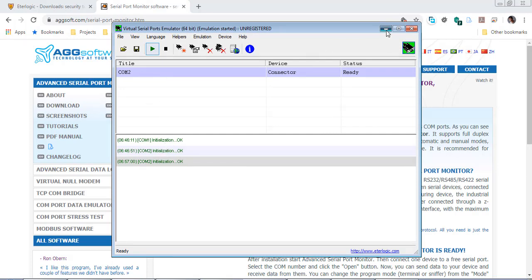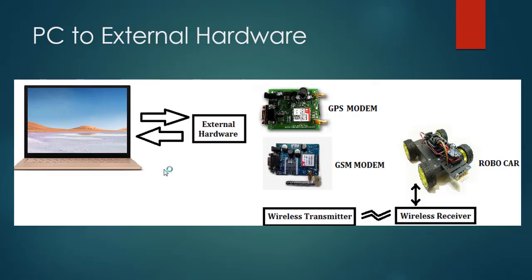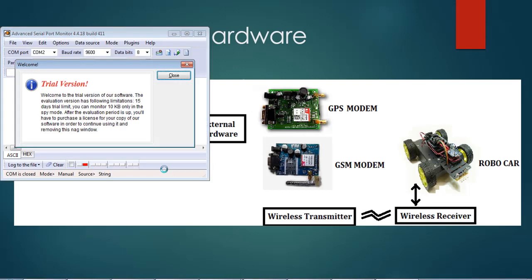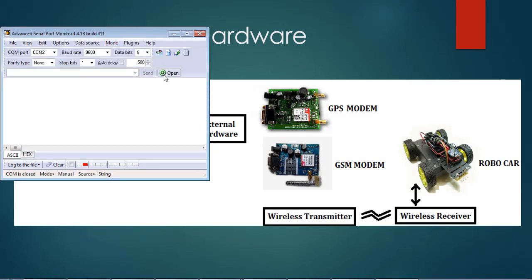Now you can see that a COM2 is created. Now we will minimize it. Now we will launch advanced serial port monitor. Okay, this is trial version. Now we will connect in manual mode. Now we will select COM port 2.